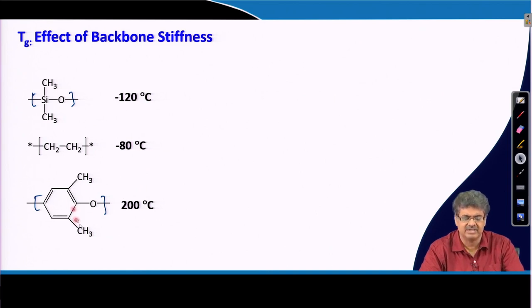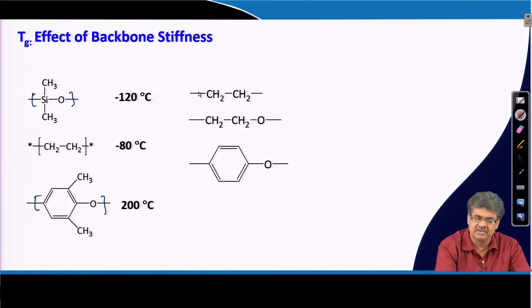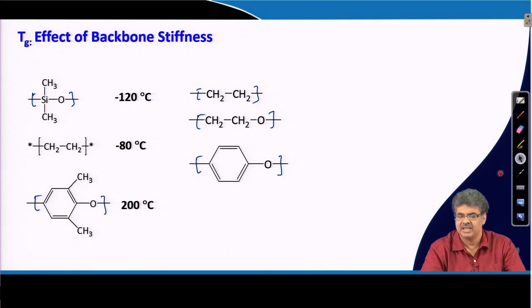As you can see, as the stiffness of the backbone increases, the Tg goes up. Similarly, if we compare these three polymers, if you introduce a carbon oxygen bond, the flexibility goes up, hence the Tg will expectedly go down. And if we increase the aromatic group in the backbone, Tg is expected to go up as the stiffness will go up. So, if we compare this value, as you can see, this minus 80 is minus 60.